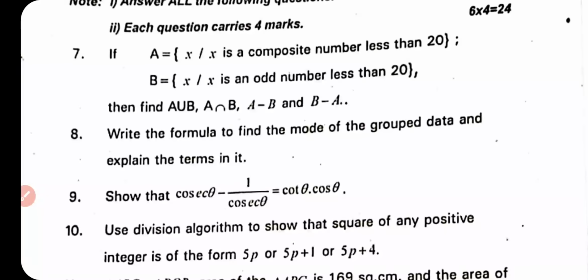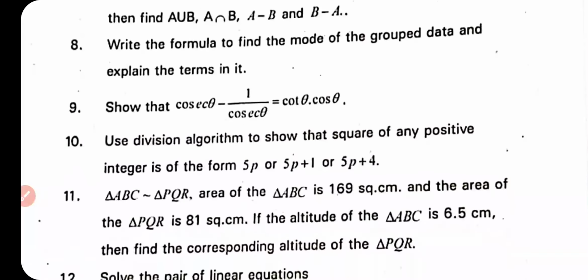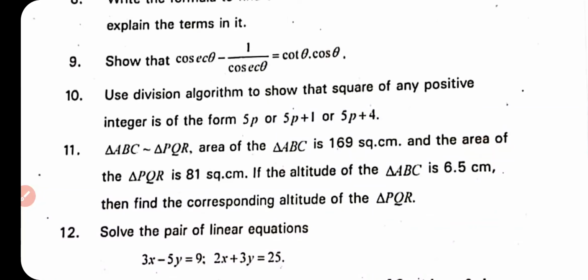Question number 8. Write the formula to find the mode of the grouped data and explain the terms in it. Question number 9. Prove that cosec theta minus 1 by cosec theta is equal to cot theta into cos theta. Question number 10. Use division algorithm to show that the square of any positive integer is of the form 5p or 5p plus 1 or 5p plus 4.